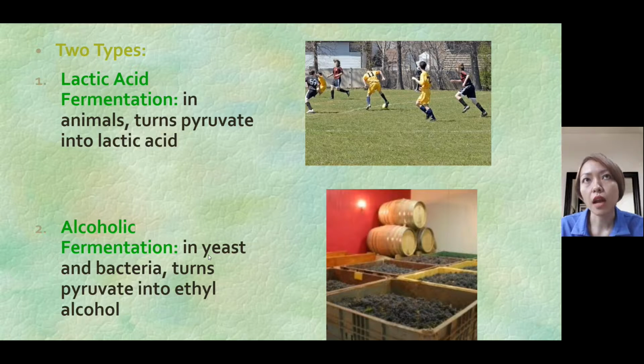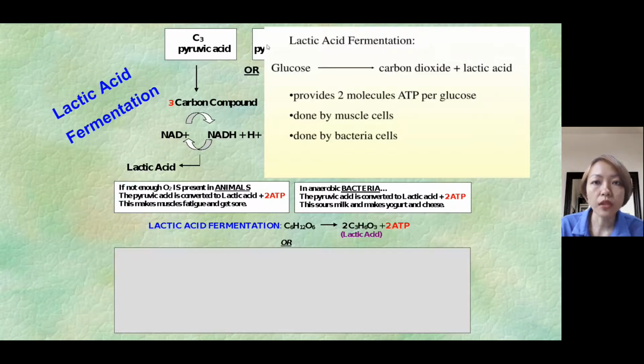Yeast and bacteria convert that pyruvate into an alcohol, ethyl alcohol. So what you see here are the grapes, how the grapes become wine, okay? And I will explain further. In this diagram, I have covered alcoholic fermentation, because we will talk first about lactic acid fermentation.